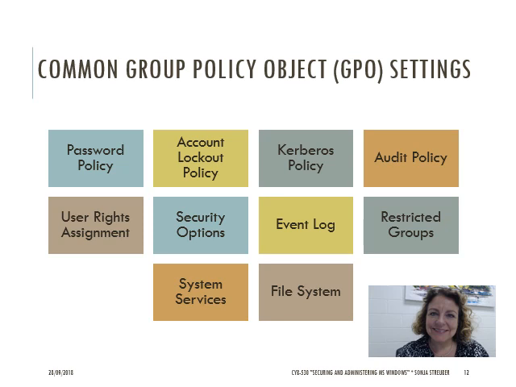Then we have the System Services GPO, which defines the startup mode and access permissions for system services, and the File System GPO, which defines access permissions on discretionary access control lists, the DACLs, and the audit settings for system access control lists, SACLs.